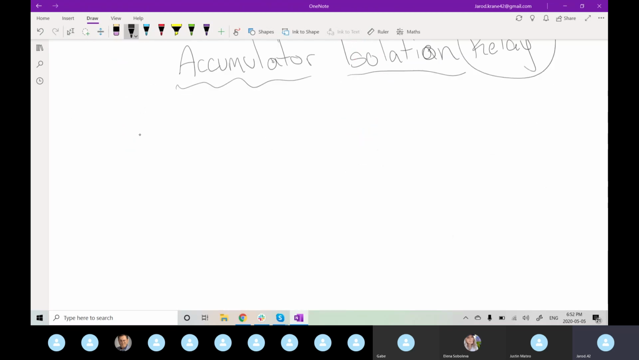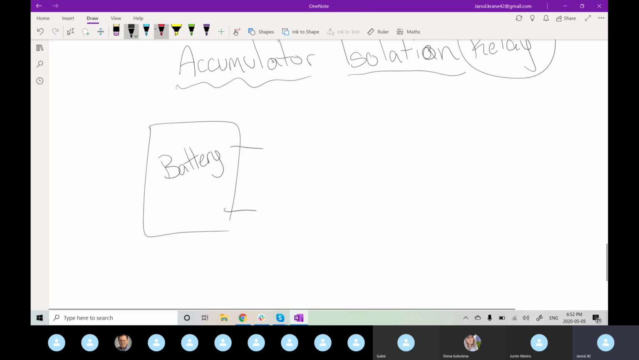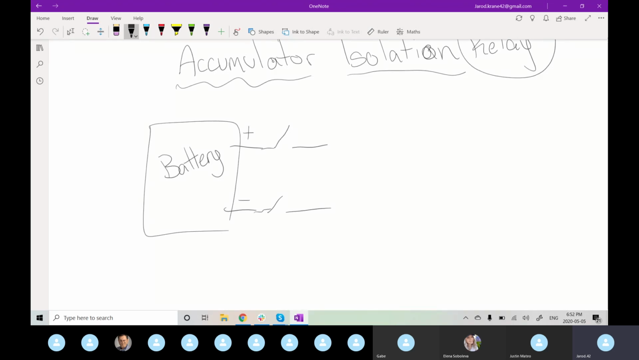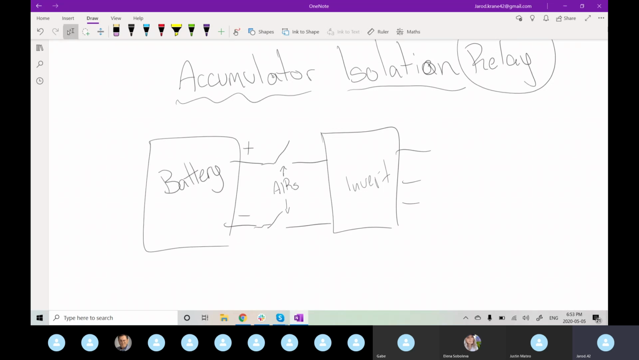So in our actual system, we'll see it as our battery pack, our plus and minus, and then we have our two AIRs before it goes to inverter and all the extra, motor and everything. Okay. But yeah, it's just the relay that is how we call these relays for this. Got it. Thanks.